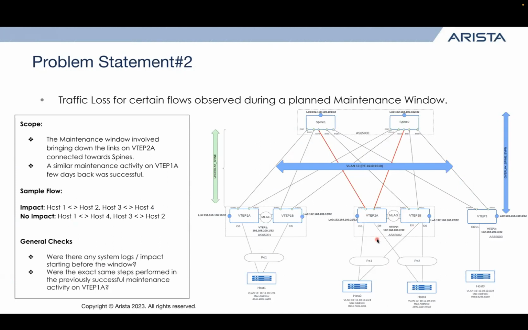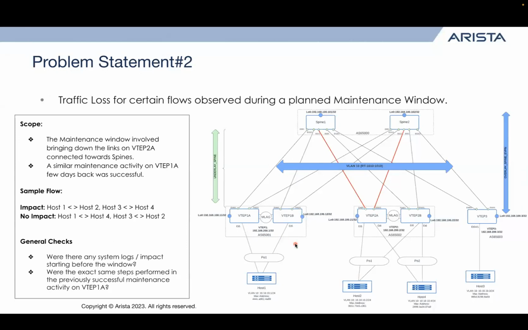And the customer has reported that during a planned maintenance window, certain flows behind VTEP2A and 2B were not working fine. The maintenance window involved bringing down the links from the spines towards VTEP2A. And a similar maintenance activity was performed on VTEP1A few days back, and it worked completely fine.